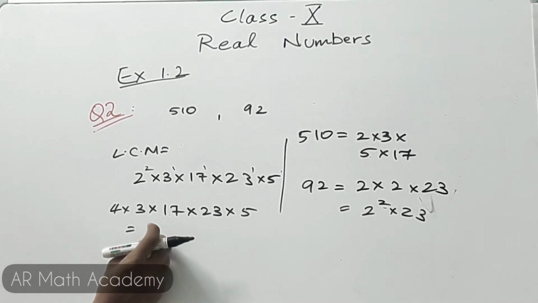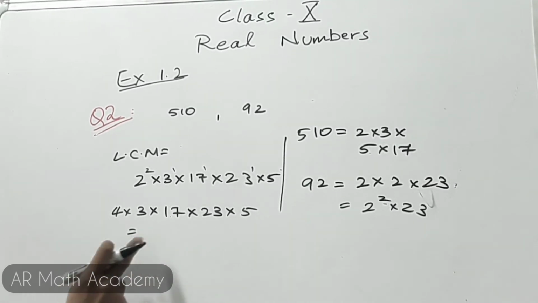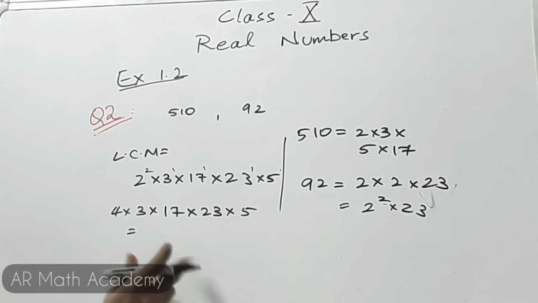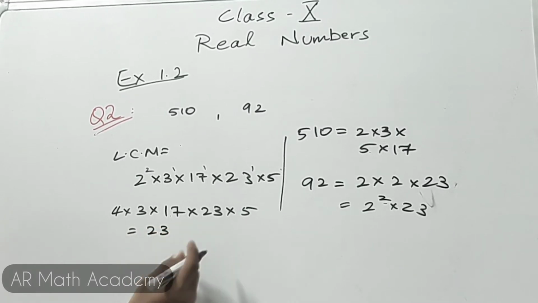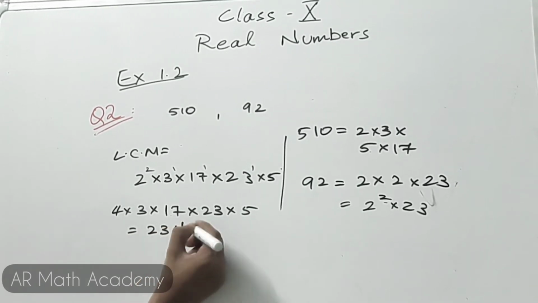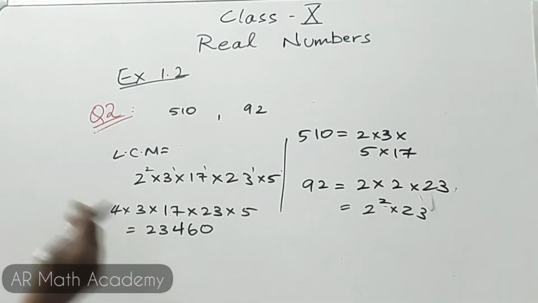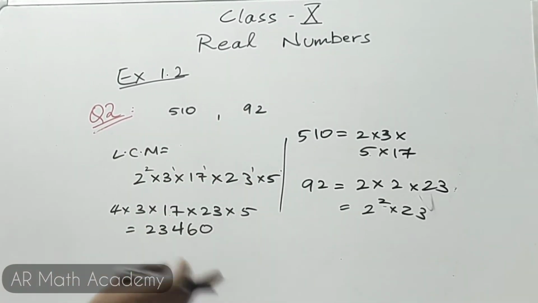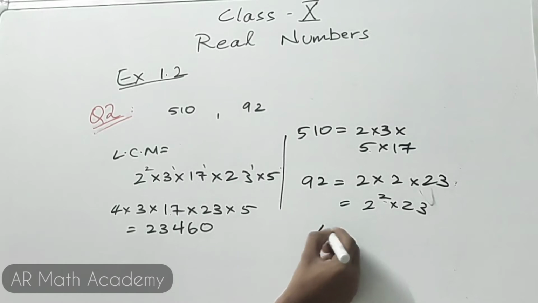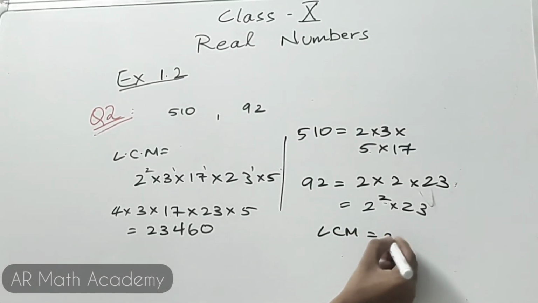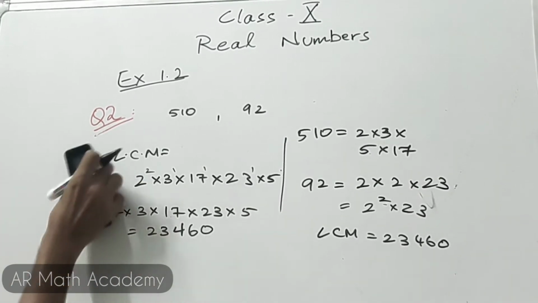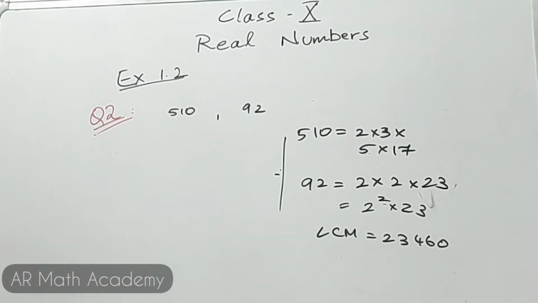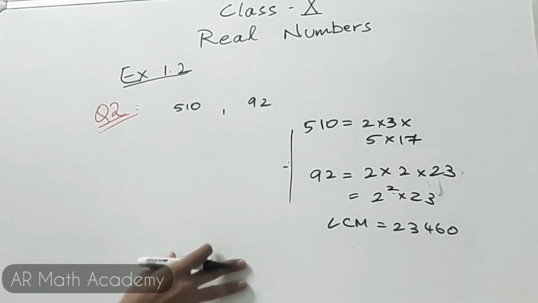The LCM of these two numbers will be the product of all these numbers. Well, the LCM is 23,000. I'm sorry. Yeah, the LCM is 23,460. Yeah, that is the LCM of these two numbers. I'll write it on this side: LCM equals 23,460.